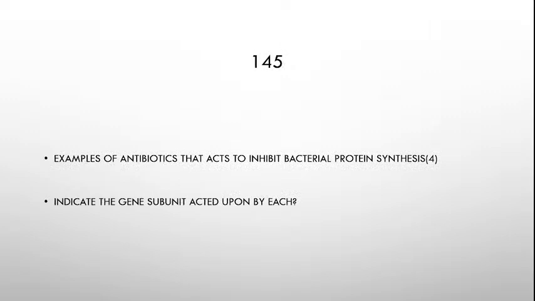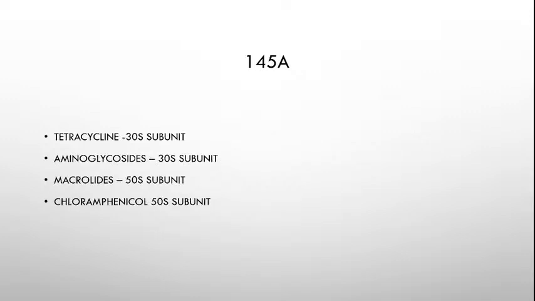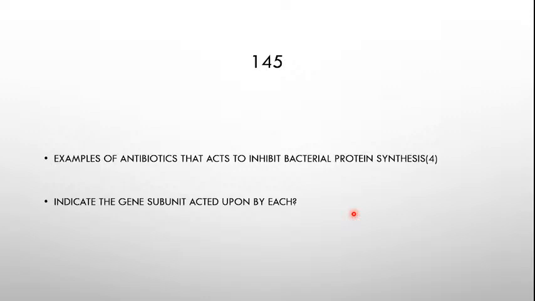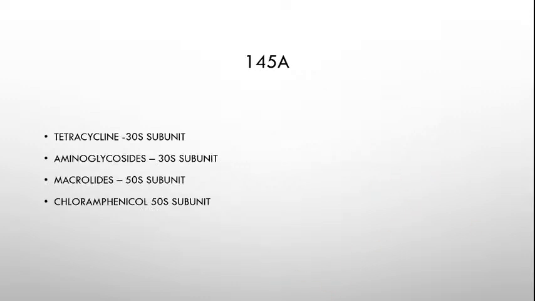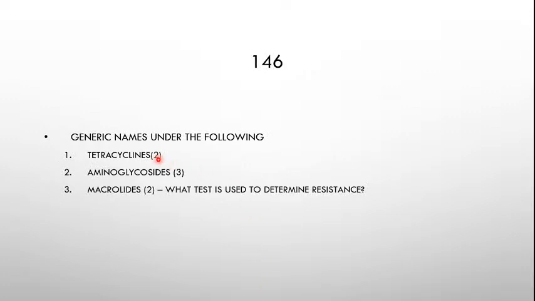And now we're going to move on with the examples of antibiotics that inhibit protein synthesis. So you have tetracycline, okay? You have aminoglycosides. You have also macrolides. You also have, what's the other? Chloramphenicol, yeah, very good. I still remember my pharmacology. So tetracyclines, aminoglycosides, macrolides, and chloramphenicol. So the ones that would inhibit the 30S subunit are tetracyclines and aminoglycosides, and macrolides are 50S, and chloramphenicol is also 50S. Okay, what are these? These are genes basically that are related to protein synthesis. Okay? Clear? So generic names under the following.